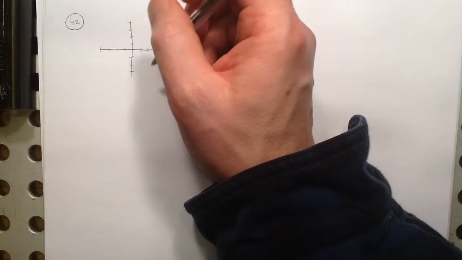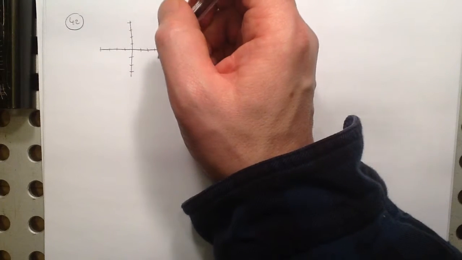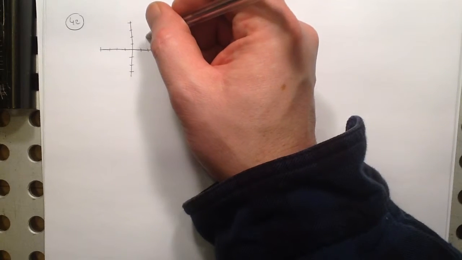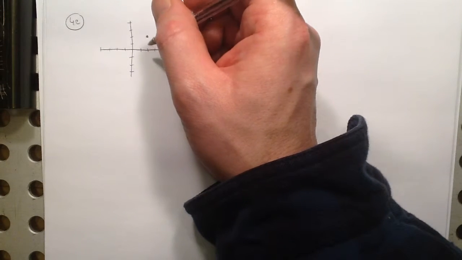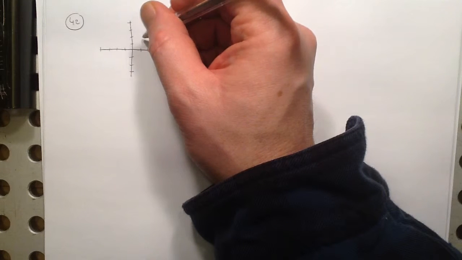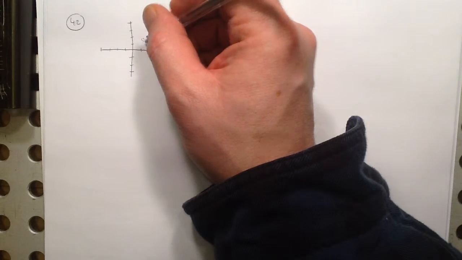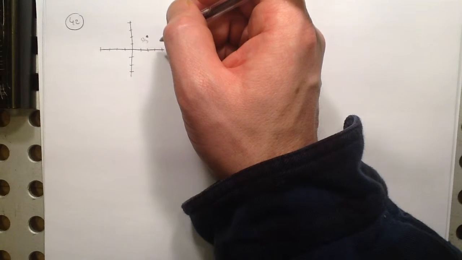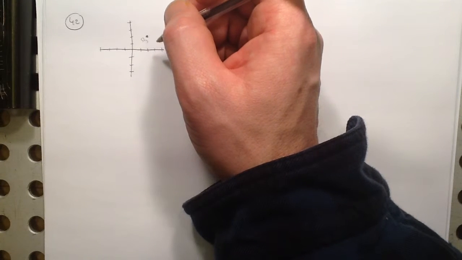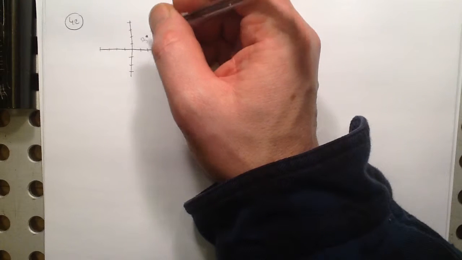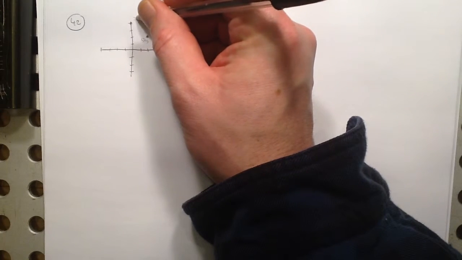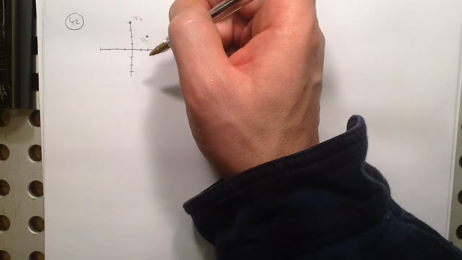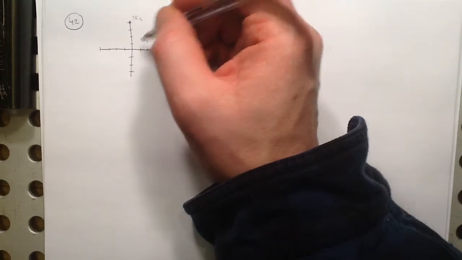So let's see what we got here. We got a particle at 2, 2, these are all in centimeters, and that's 50 grams. And I've got another particle, 25 grams at 0, 4. And I've got another 25 gram particle at negative 3, negative 3.